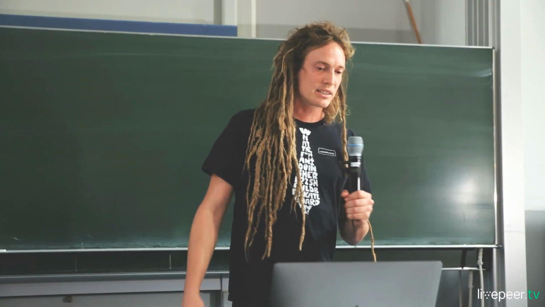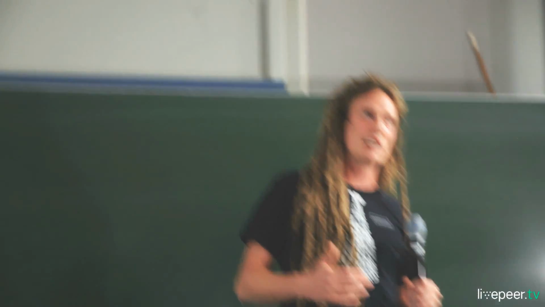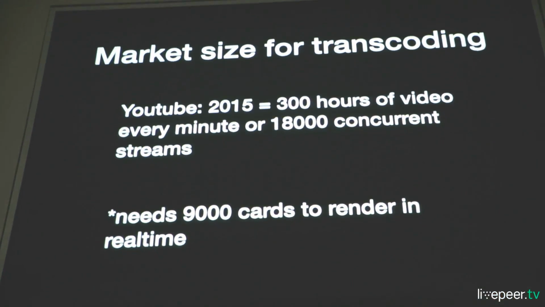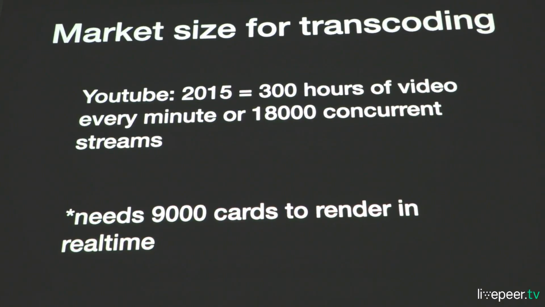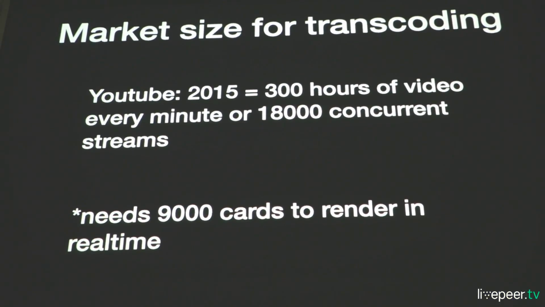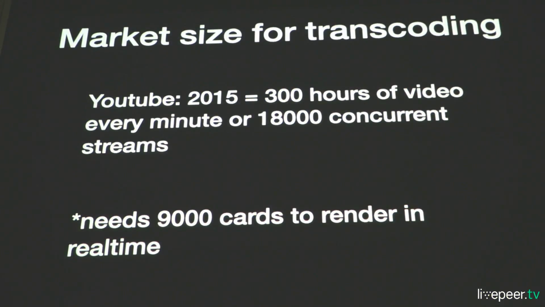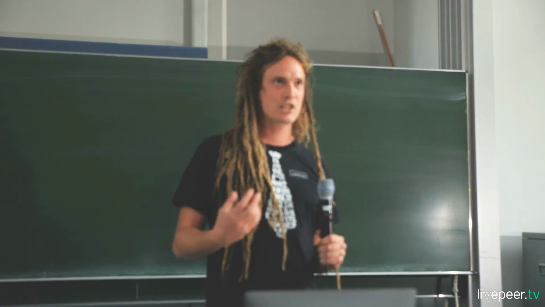So the market size for transcoding is something that we can easily calculate. YouTube doesn't have public numbers, but in some of their press releases you can hear them saying they do 300 hours of video every minute, and that sums up to 18,000 concurrent live streams. Now, with each NVIDIA graphic card being able to render 2 streams, you would only need 9,000 of these cards to always render all of the incoming videos of YouTube in real time. It's not saying that we aim to do this, it's just to give you a perspective on how many resources are actually needed to do the job.